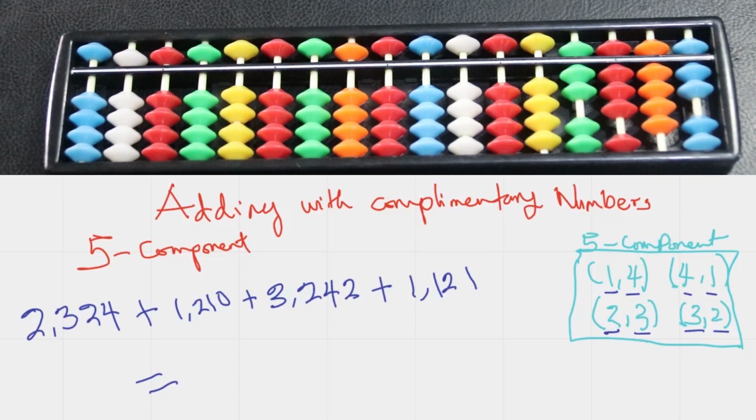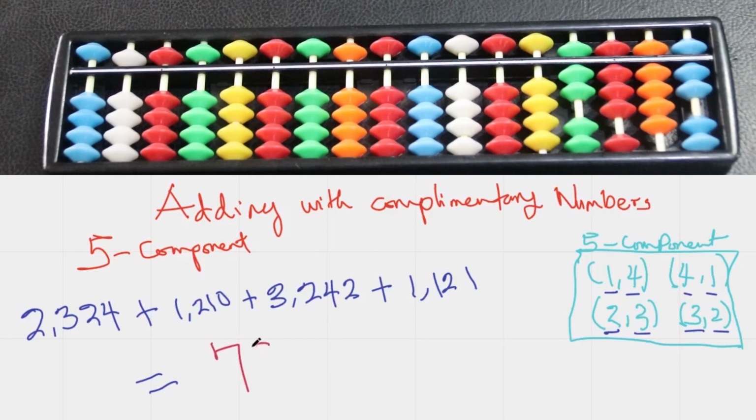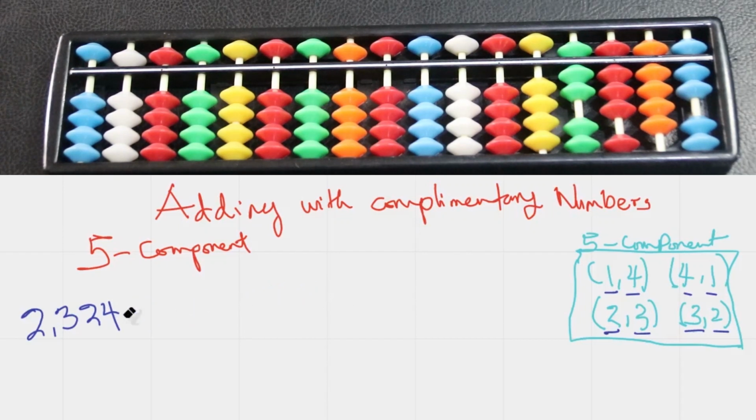If you got 7897, then you are correct. Our final answer is 7897. If you got that correctly, then you now understand these complementary numbers. I will do some more examples before we call it a wrap in this video.